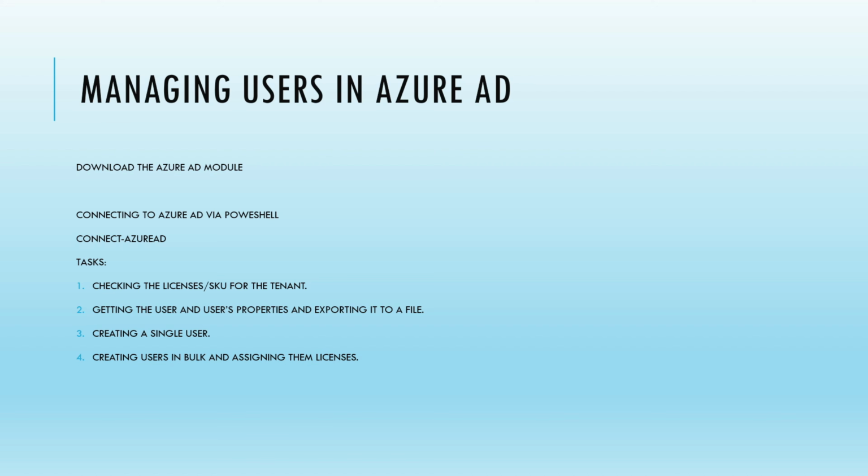In the next part of the video, we'll be seeing how we can create and manage security and dynamic groups. Next, we will see how we can create a script for reporting purposes for licenses.